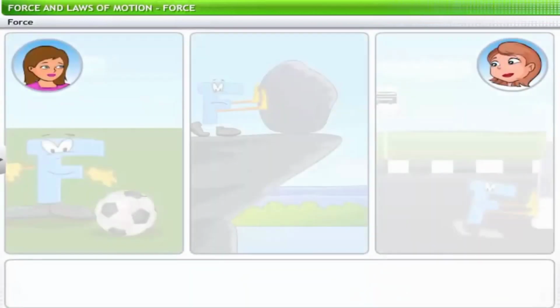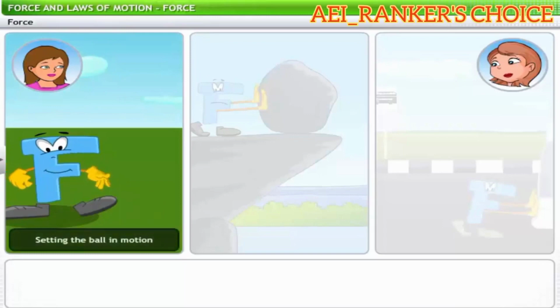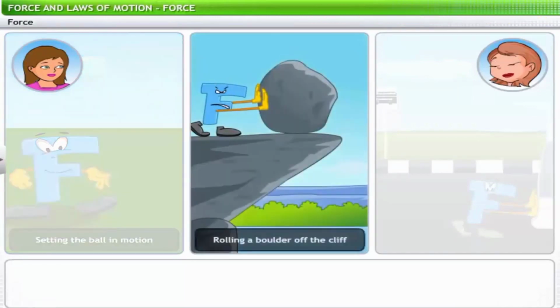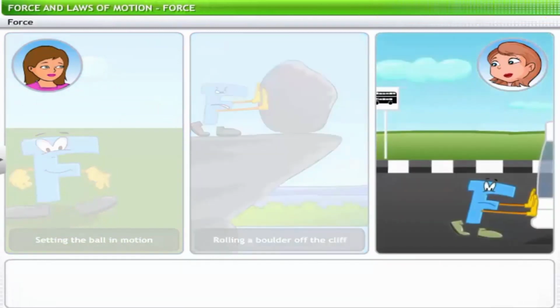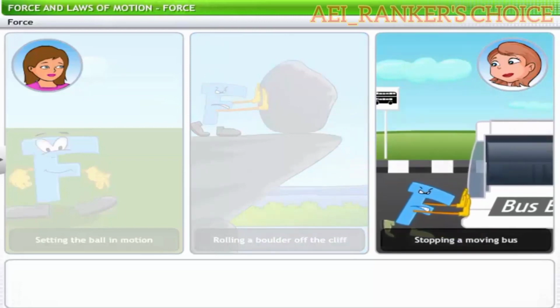What do you think these people are trying to do? They're trying to perform some tasks requiring force. That's right. As you can see, the first task involves force in kicking a ball and setting it in motion. The second requires force to roll a boulder off the cliff. In the third, force is being applied to try and stop a moving bus.